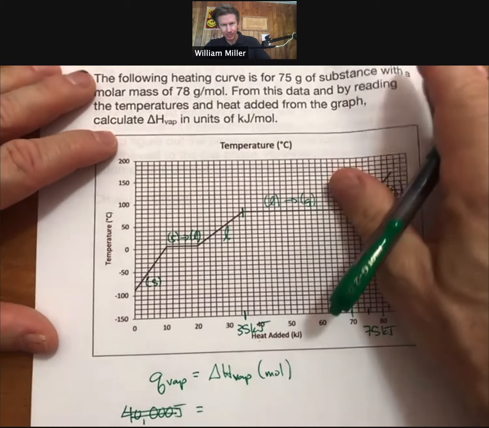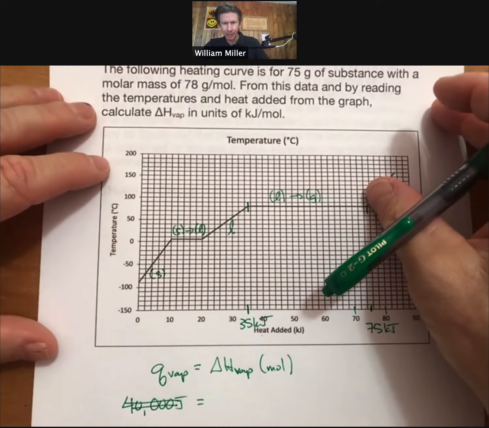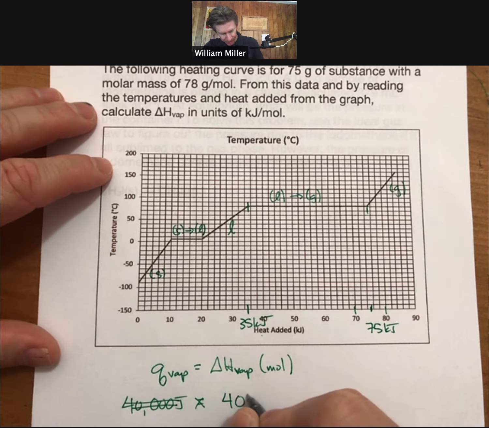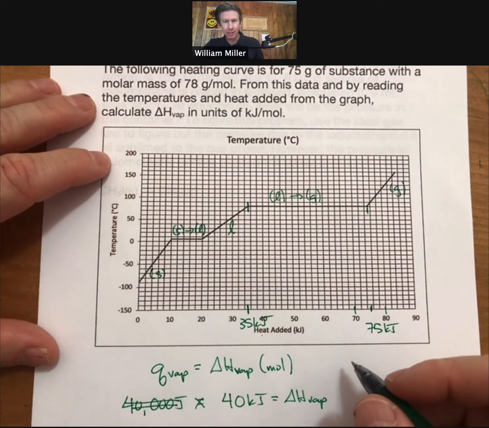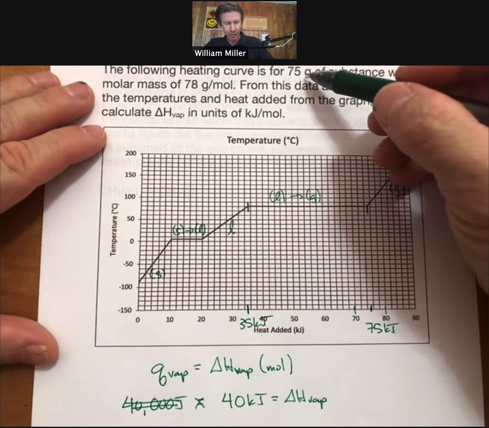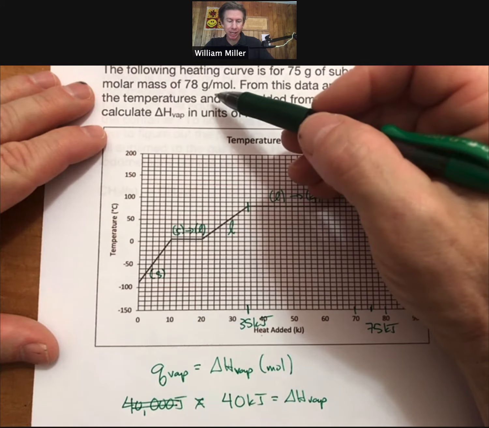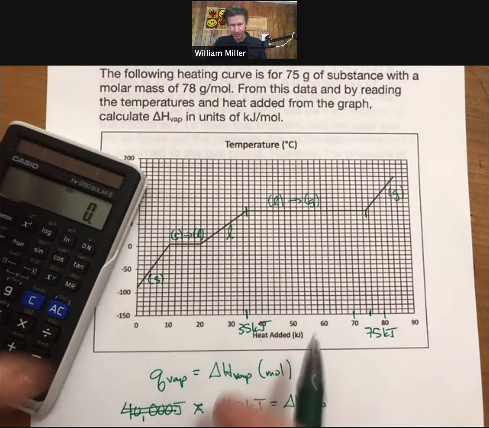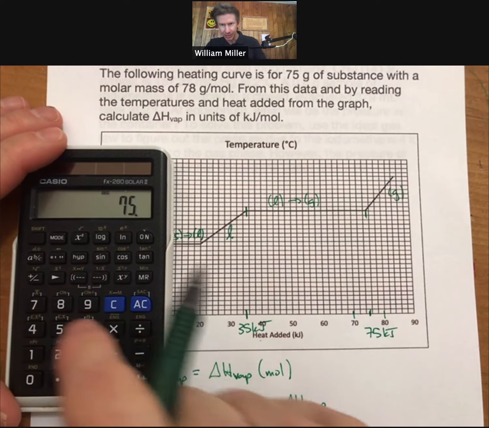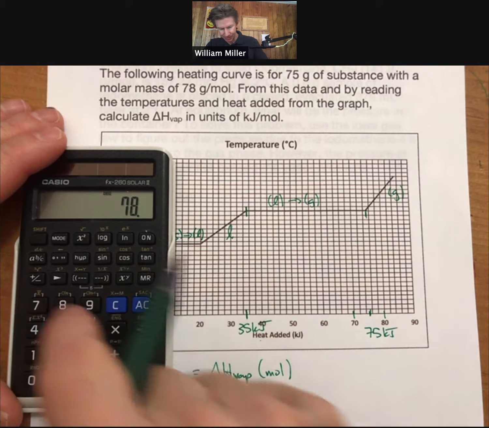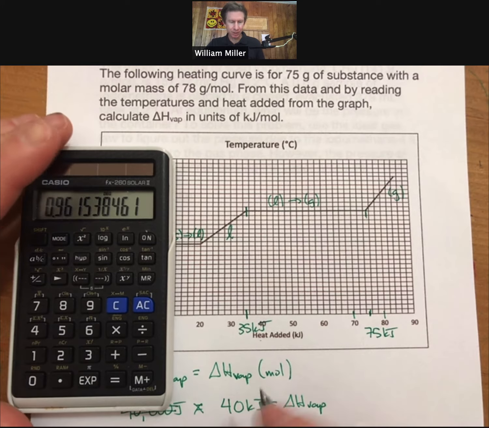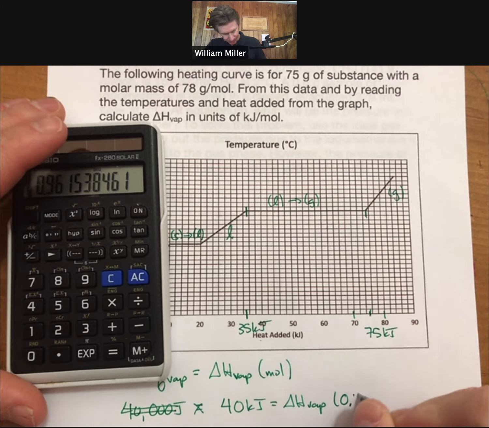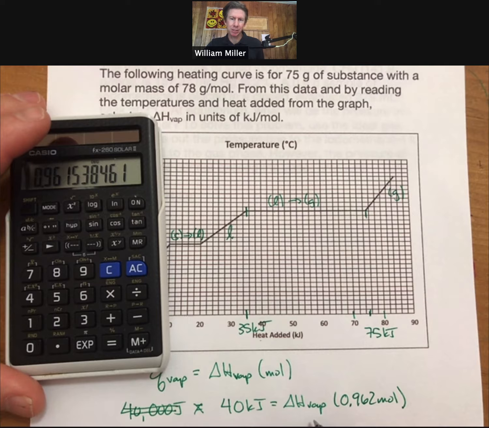So let's do 40 kilojoules equals delta H vaporization times moles. Now we know we have 75 grams and we know it's 78 grams per mole, so we can find our moles vaporized there. So 75 divided by 78, 0.962 moles. So the only thing we don't know is our delta H vaporization.